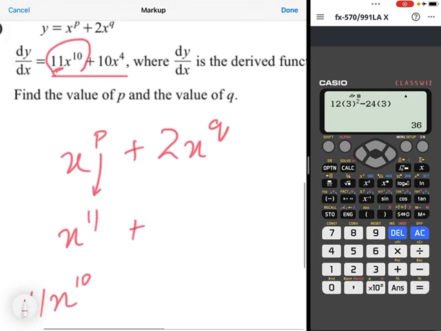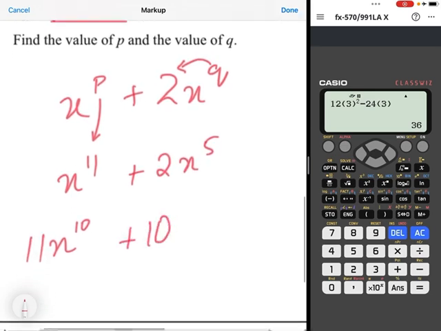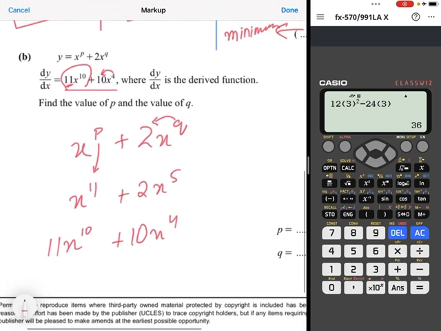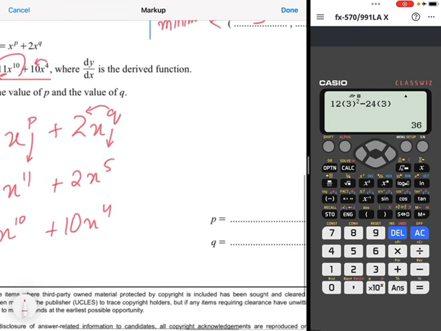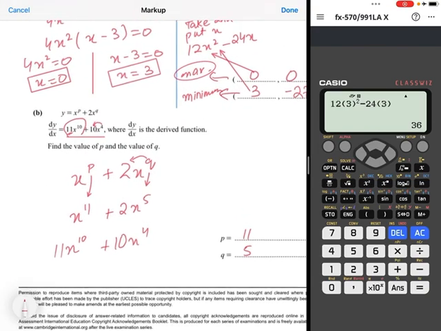Now we know that when the power comes down, we have to multiply it with some number. For example, if it is 5, that can be 10, because 5 times 2 is 10. So I can see that 2x power 5 would be 10x power 4. So that's how I got the idea that q equals 5 and p equals 11. So p equals 11 and the value of q is 5. So that's how I got the values. Thank you so much, everybody.